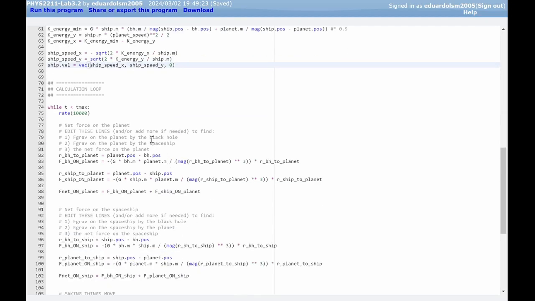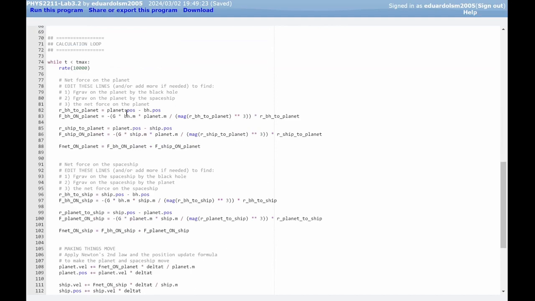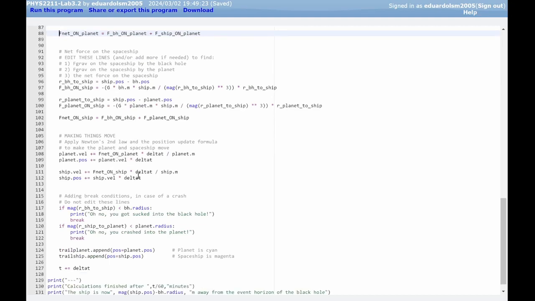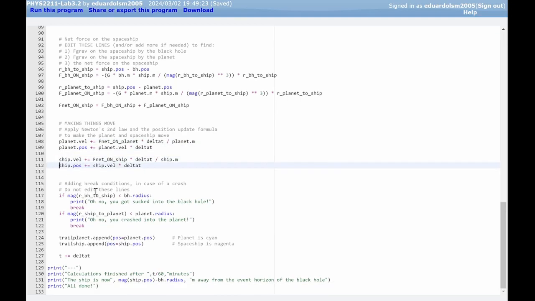Here in the calculation loop, we can see the effects of that. I first get the forces of the black hole and the ship on the planet and find the net force on the planet, and do the same thing for the ship. Use those forces to update their velocities and these velocities to update their positions, and just update the time from then on. And here's how the simulation looks.